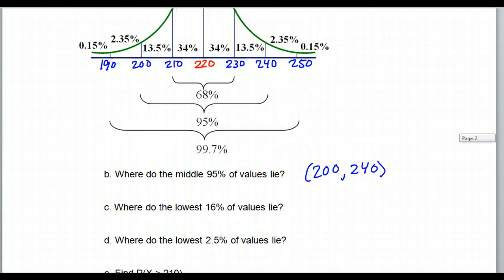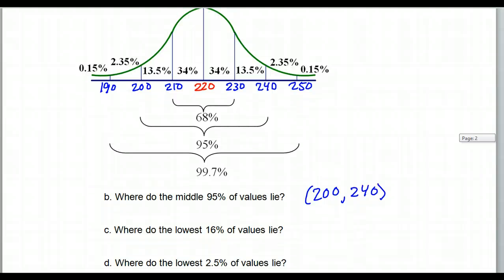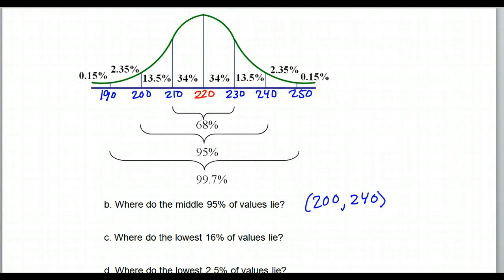Where do the lowest 16% of the values lie? Well, this is just like what we just did before. The lowest 16% would be from here over. That's the lowest 16%. So that's below 210, if I want to say it in words.